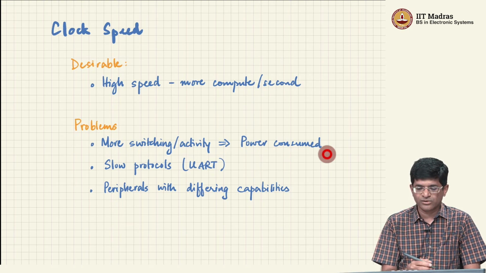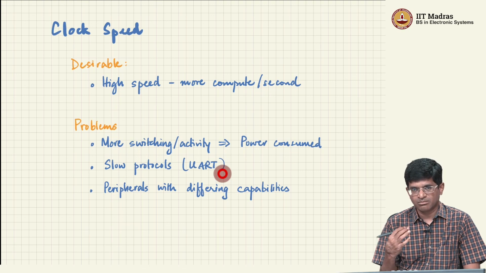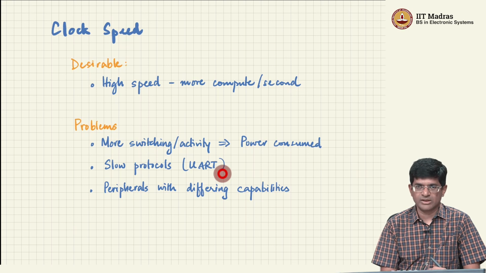There are also issues. For example, there are certain protocols such as the UART that we have already encountered, which are, by comparison to the CPU and such systems, slow protocols, right? As you might imagine, the typical operating speed of the UART is 9600 bits per second.